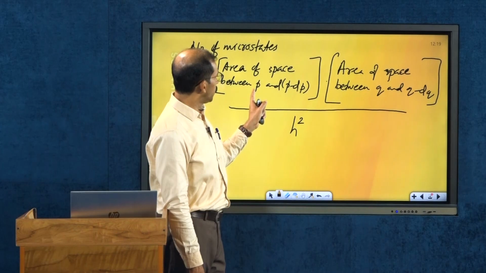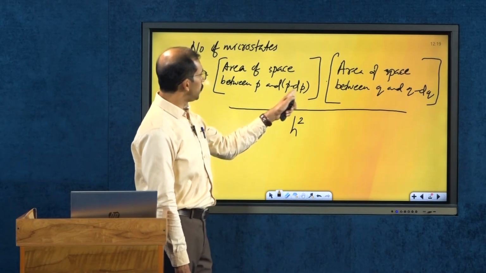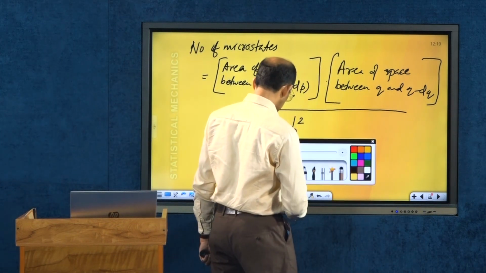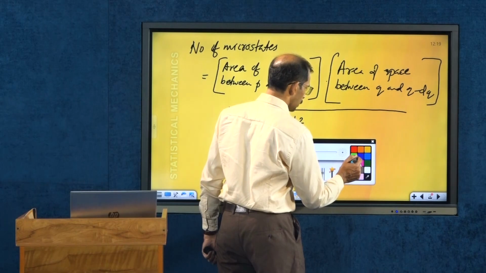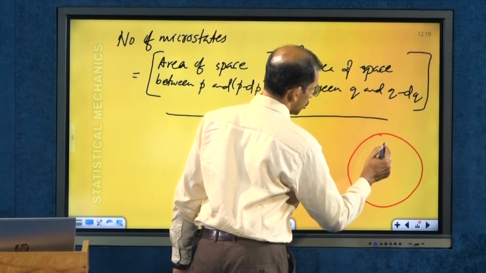So what I was trying to tell earlier was that between P and P minus dP, which means essentially, my figure is like this.